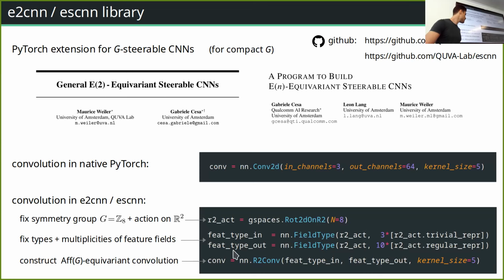And then you define your field type of the whole feature space. Then our convolution operation is instantiated by passing the input and output field types instead of the input and output channels. And internally, this library will then construct the most general complete basis of G-steerable kernels for these field types. So you don't have to think about all the representation theory, it's all in the background.